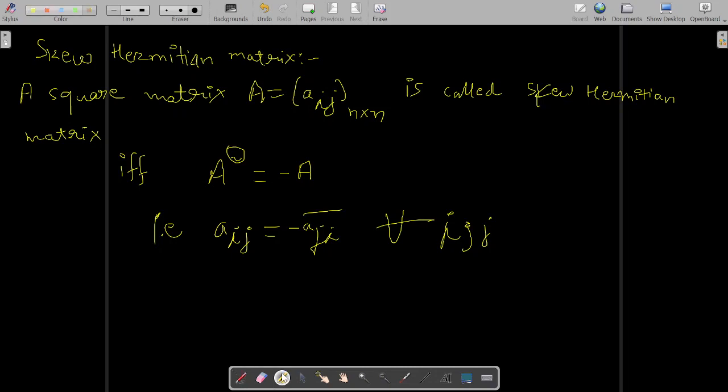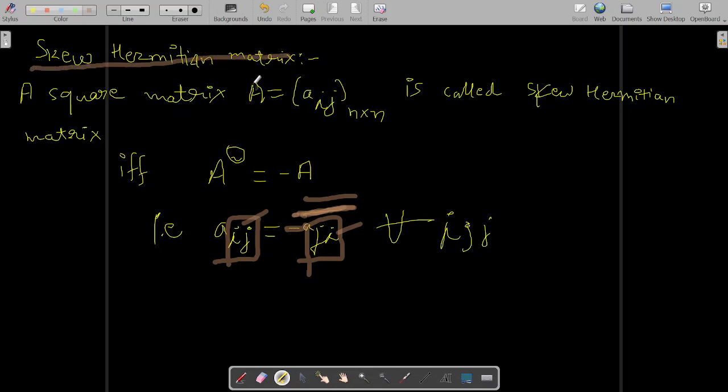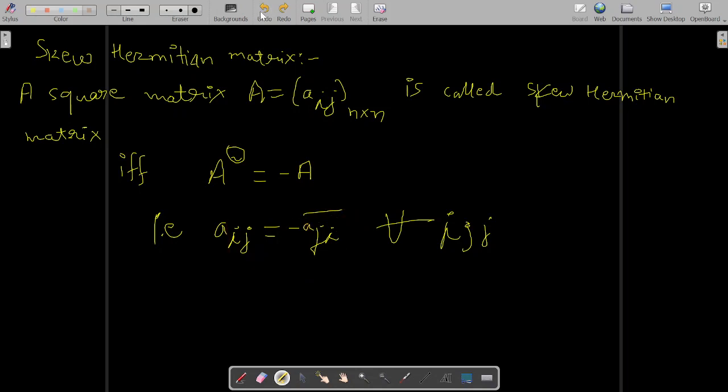Now what does this mean? Interchanging ij and ji will lead you towards transpose, and the bar means conjugate, so it will lead you towards the conjugate of the transpose. Then the minus sign will lead you towards skew Hermitian. So in this way you can understand all these things. Let me erase this.